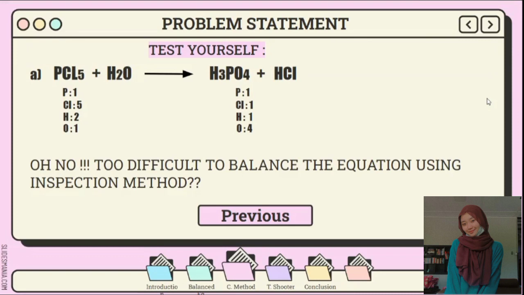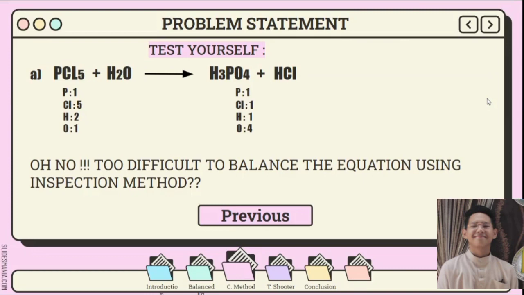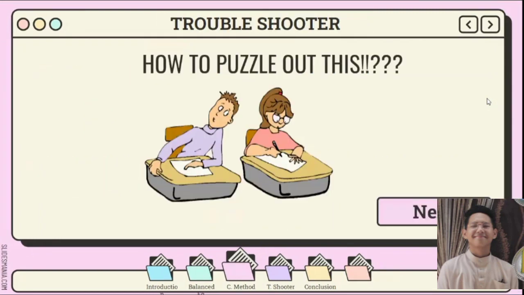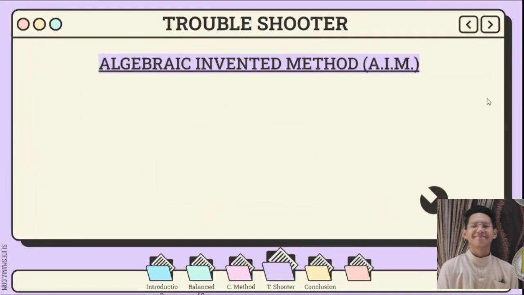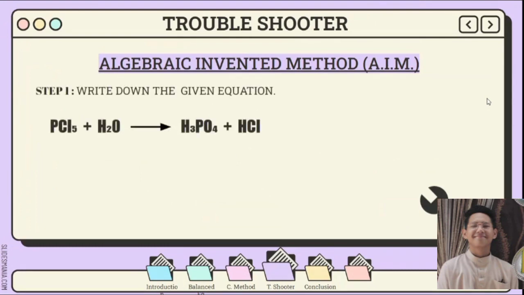Now, it seems a bit too difficult to balance the equation using the inspection method. So what do we do now? Ayman has a solution, doesn't he? The other method that we can use to balance a far more complex chemical equation is by using the AIM method. AIM, short for algebraic invented method, or better known as AIM.